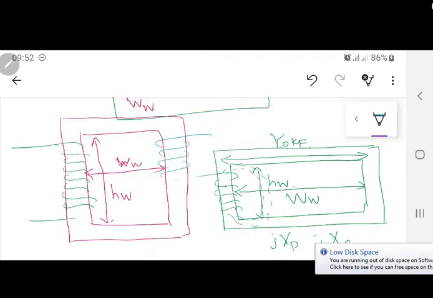Is there any disadvantage or advantage in this? What advantage do we know? It's a good flux linkage. They are closer to each other, so it will have less leakage flux, less core losses. But there is a disadvantage also. What is that?